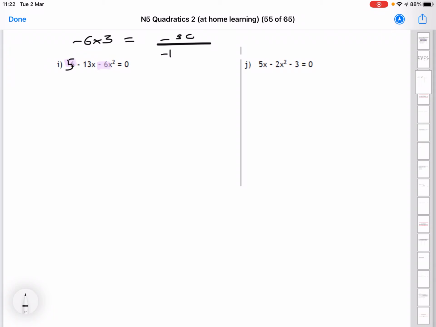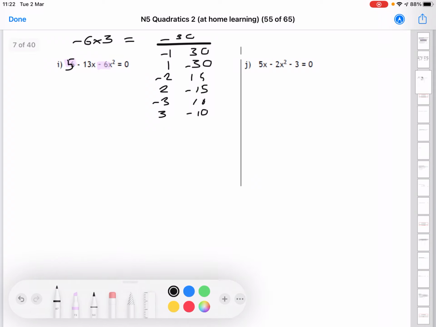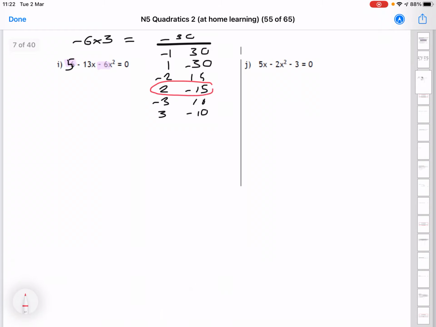So we could have minus 1 and 30, 1 and minus 30. We could have minus 2 and 15, or 2 and minus 15. We could have minus 3 and 10, 3 and minus 10. And that's all of our list. So now we're looking for the numbers that are going to give us minus 13 in the middle. So to get minus 13, it would be 2 and minus 15.